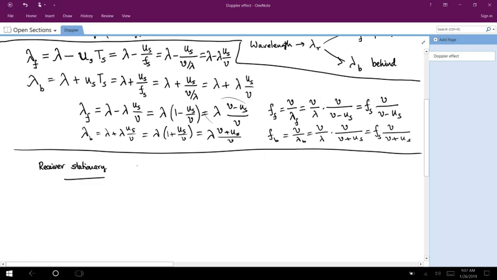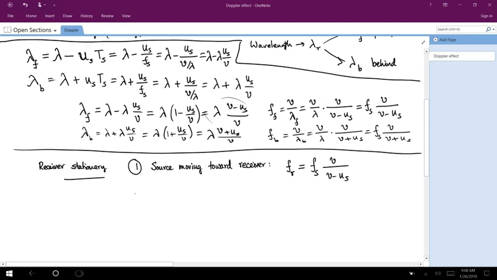And the first case, case 1, is source moving toward receiver. So in this case, the new frequency, Fr, the received frequency, is equal to F source multiplied by V divided by V minus Us, where as usual, V is the speed of the wave and Us is the speed of the source.